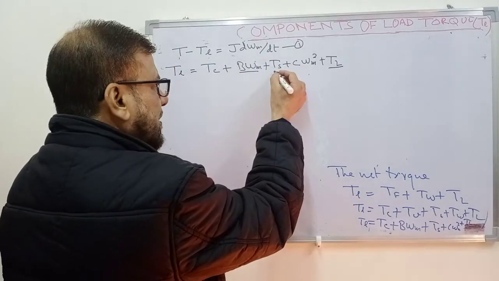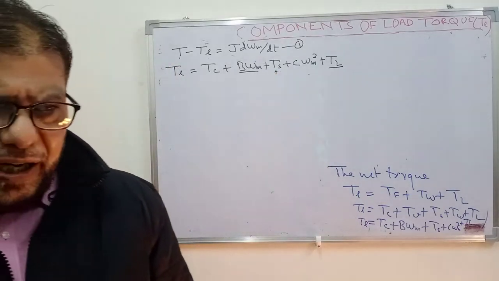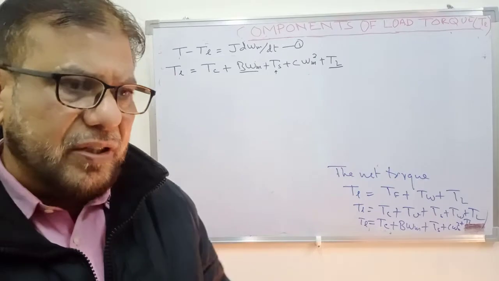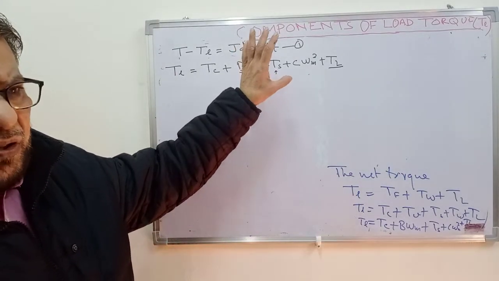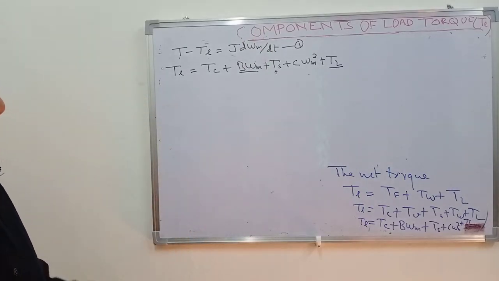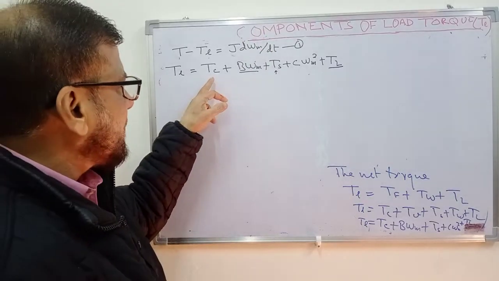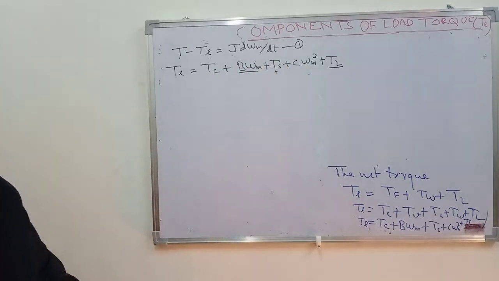This static friction is present only in the beginning, near zero speed. When the motor is running, the load is moving, and then this torque is not there. So this is not considered in dynamic analysis. So you can neglect TC, C omega m square and TS for dynamic analysis.